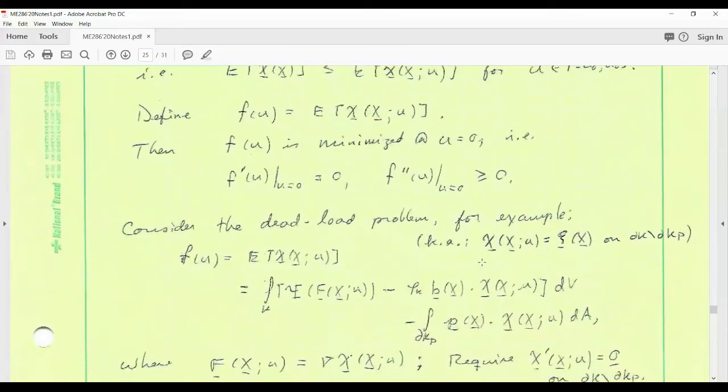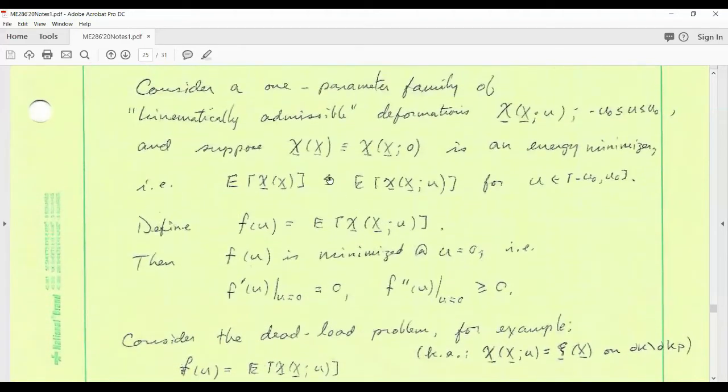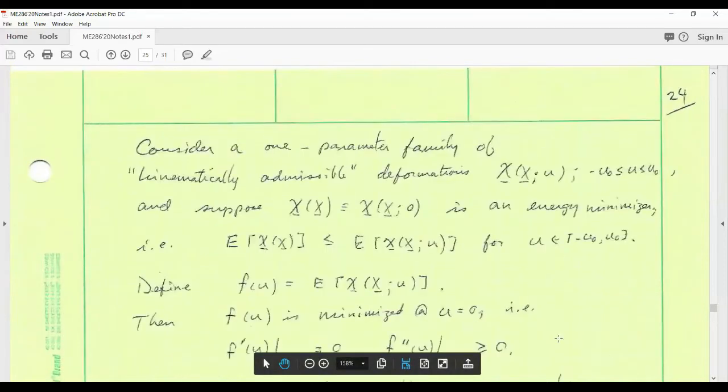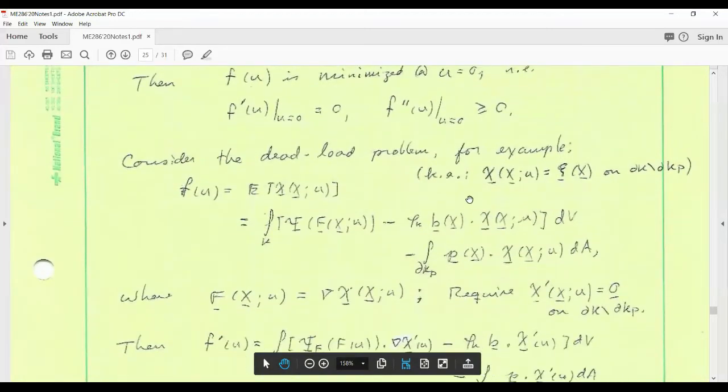Okay, here I've introduced this phrase, kinematic admissibility, kinematically admissible one parameter family of deformations. That simply means that chi should meet the position boundary condition on the complement of the traction portion of the boundary for all values of the parameter u. So for example, kinematic admissibility for us would mean that for all values of the parameter u, chi of x and u should be some function of x alone that we prescribe on that portion of the boundary, the complement of the traction portion of the boundary. So for our purposes, this is the meaning of kinematic admissibility. Everywhere else, chi can be arbitrary.